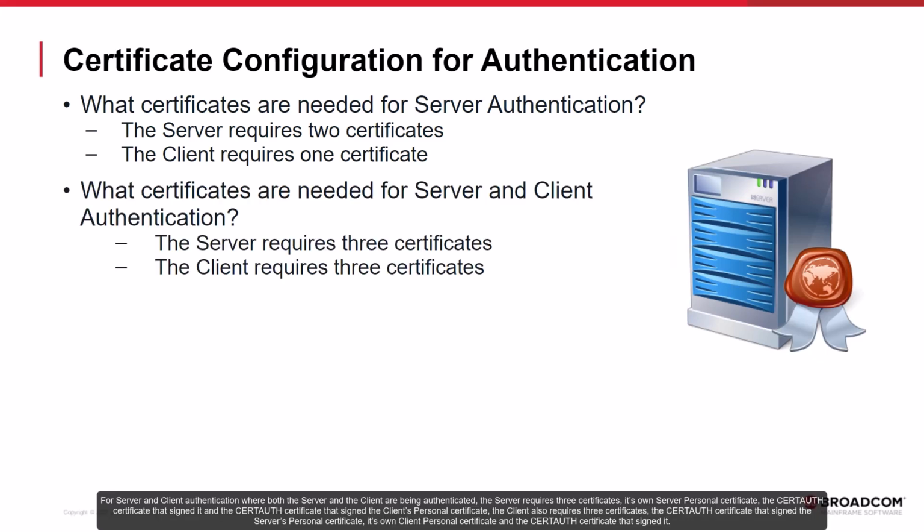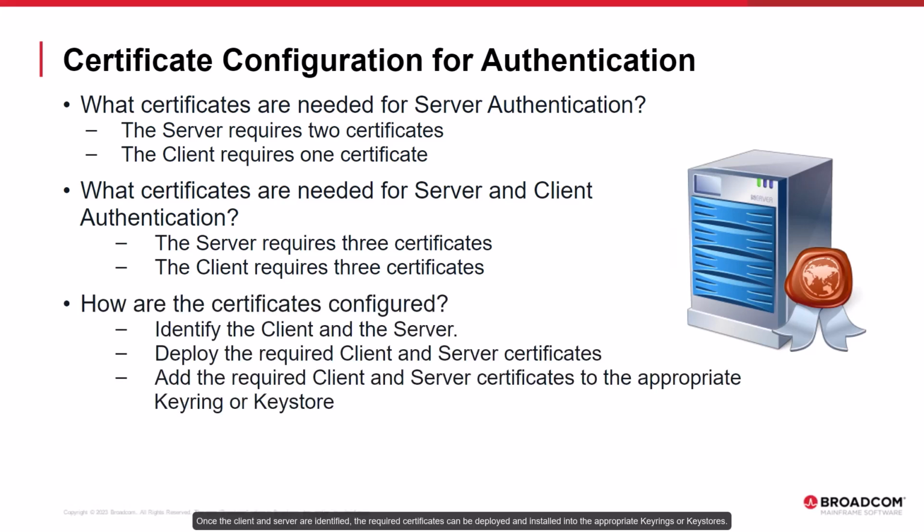For server and client authentication, where both the server and the client are being authenticated, the server requires three certificates: its own server personal certificate, the cert-auth certificate that signed it, and the cert-auth certificate that signed the client's personal certificate. The client also requires three certificates: the cert-auth certificate that signed the server's personal certificate, its own client personal certificate, and the cert-auth certificate that signed it. Once the client and server are identified, the required certificates can be deployed and installed into the appropriate key rings or key stores. Next, we will take a look at three sample configurations.